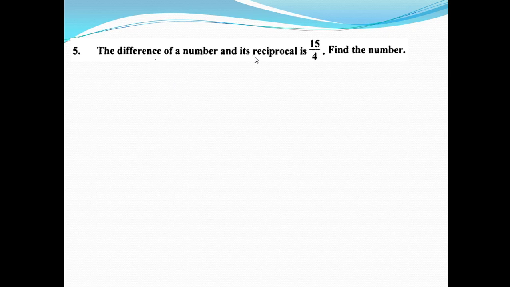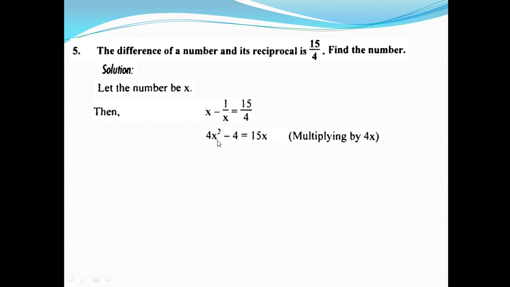Question number 5. The difference of a number and its reciprocal is 15 by 4. Find the number. Solution. Let the number be x and its reciprocal 1 by x. x minus 1 by x, the difference equal to 15 by 4.